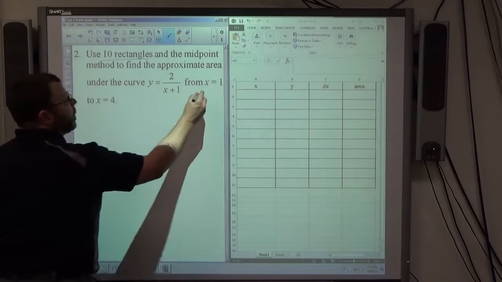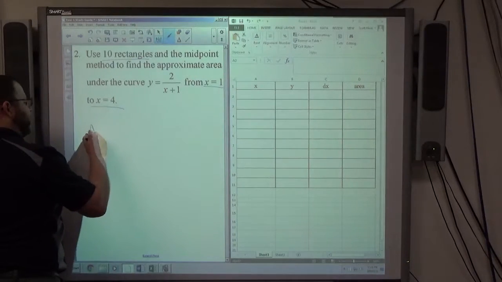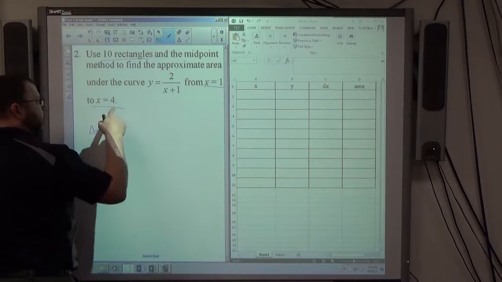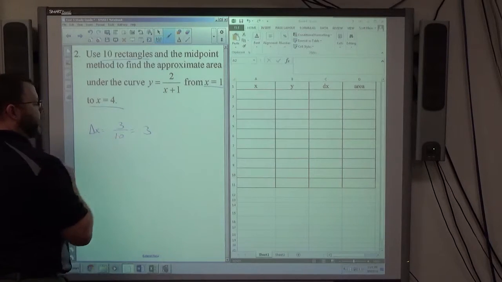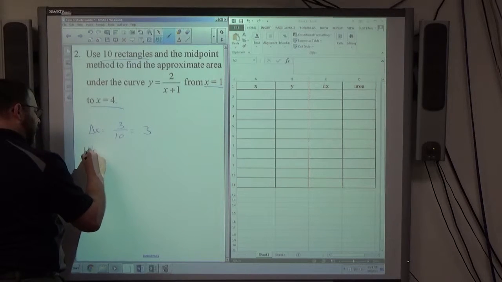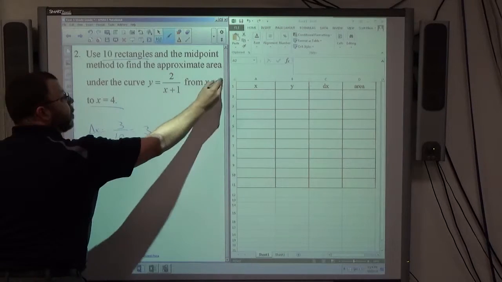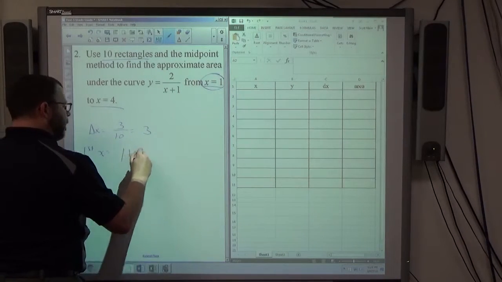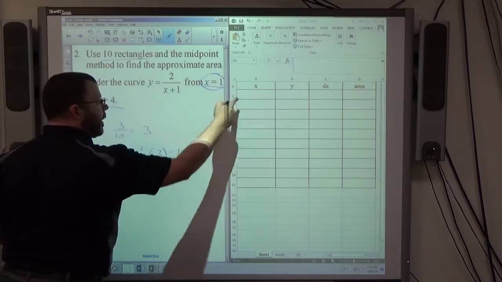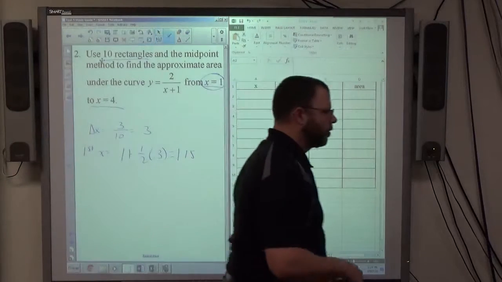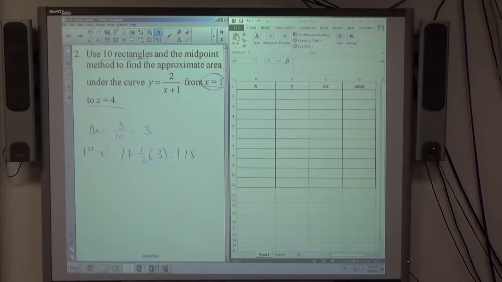And we're going from x equals 1 to x equals 4. So again, delta x is my first priority. From 1 to 4 is 3 spaces. We're doing 10 rectangles, so 0.3 is delta x. Our first x is going to be the starting point 1 plus 1/2 of delta x. So 1.15 is what we're going to end up with right there. So I'll start with that. I'm going to go ahead and put 1.15 in this box.